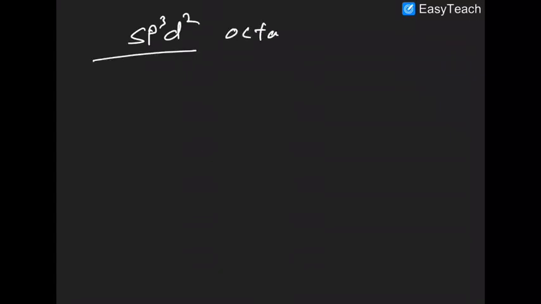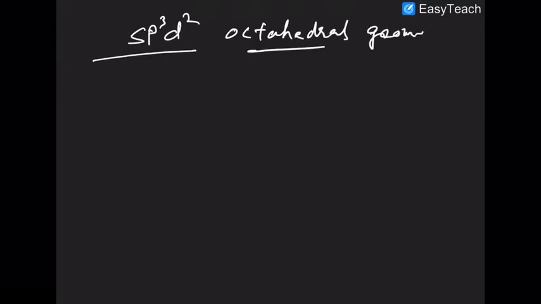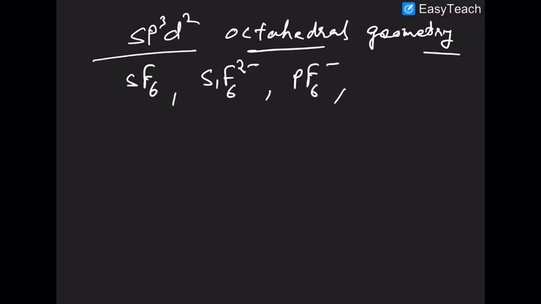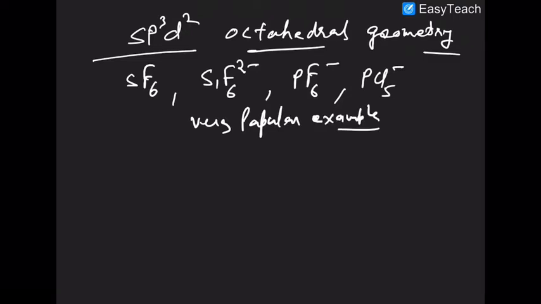Now we have to take into consideration sp3d2 hybridization that will give rise to the octahedral geometry. That is very, very important. SF6, SiF6 2 negative, PF6 negative, PCl6 negative are very popular examples of this geometry. Are you sure about that?